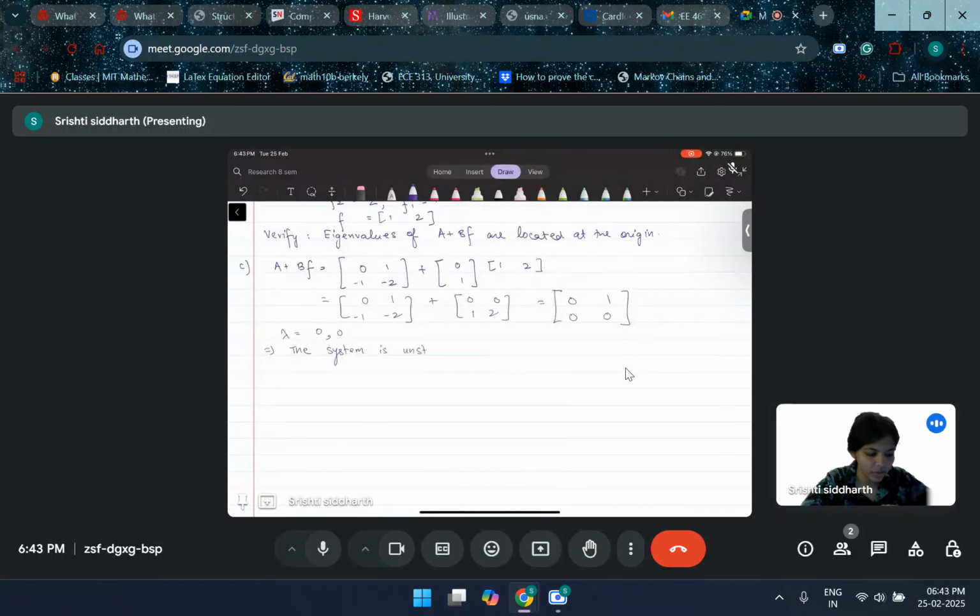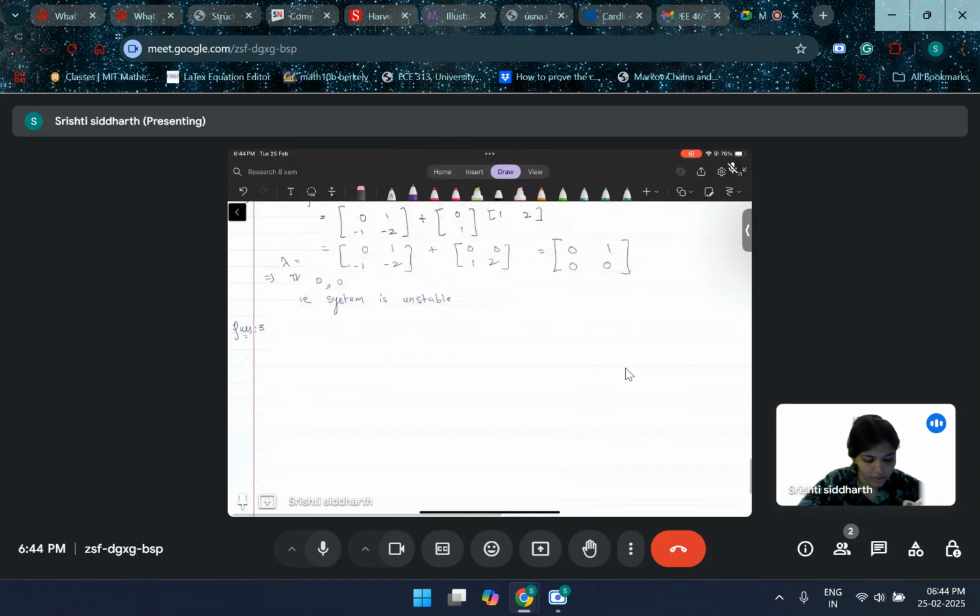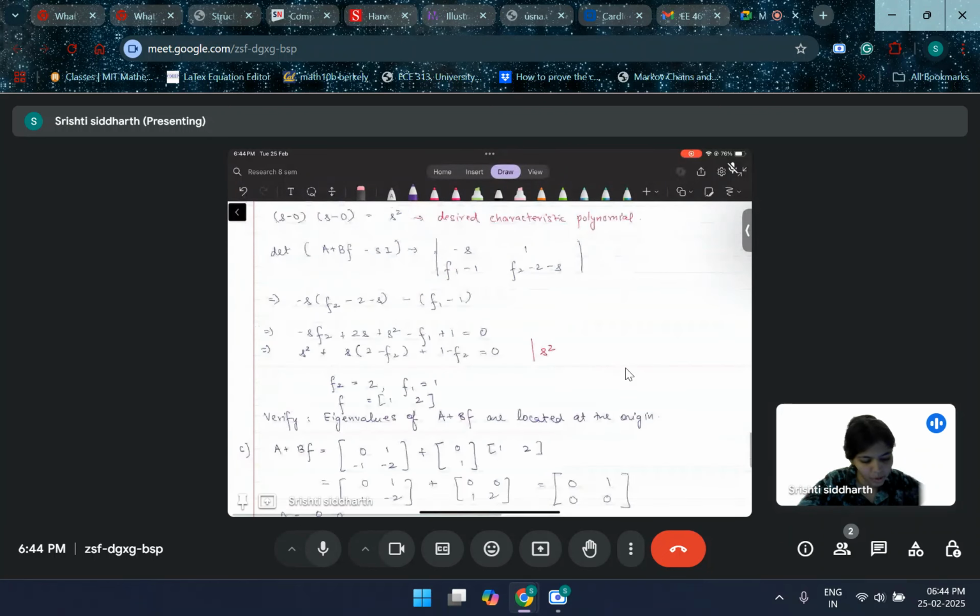Now let's look at a similar question. What we've been doing is, we find out the characteristic equation, find out what the dimension of F should be, assume some constants F1, F2, and then find out their values by comparing the desired eigenvalues and the characteristic polynomial of A plus BF.